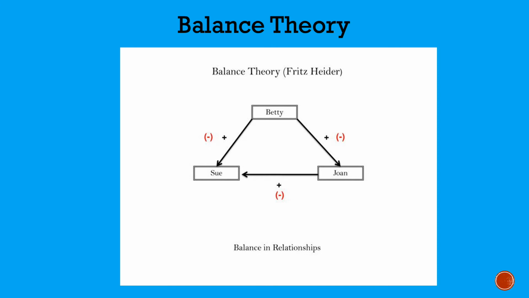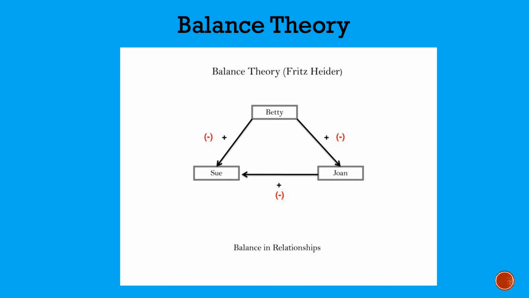Now, if you have a situation where Betty is attracted to Sue and Joan, but there's a negative relationship between Sue and Joan, that creates a problem because now the three of them together will have issues. Betty really likes hanging out with Sue and Joan, but they don't like being with each other. So this creates tension and it creates a pressure to change something to bring the system back into balance. So it would be considered to be unbalanced in that example.